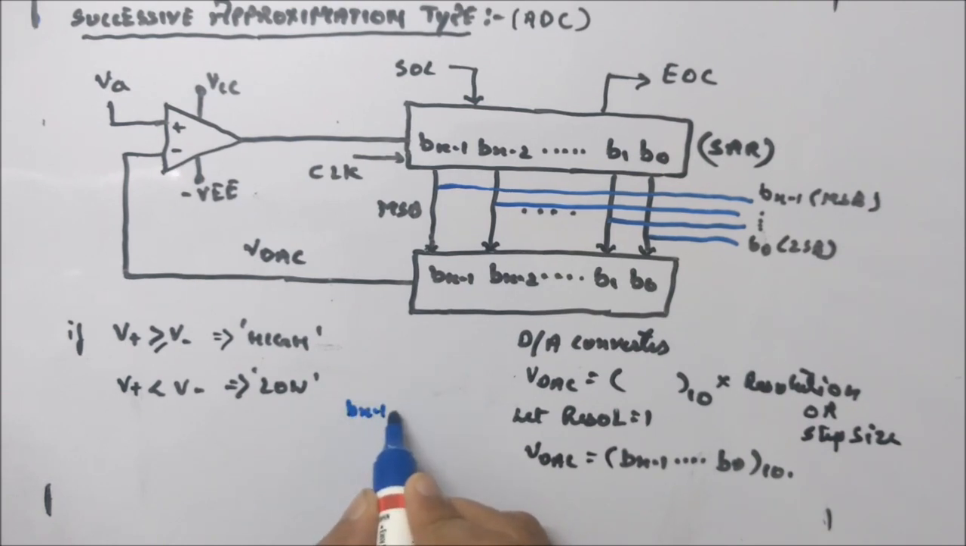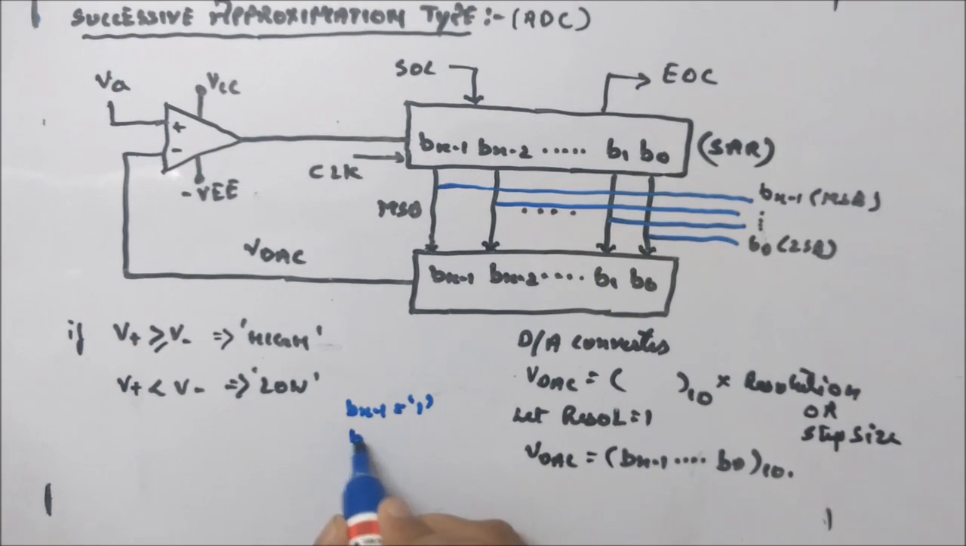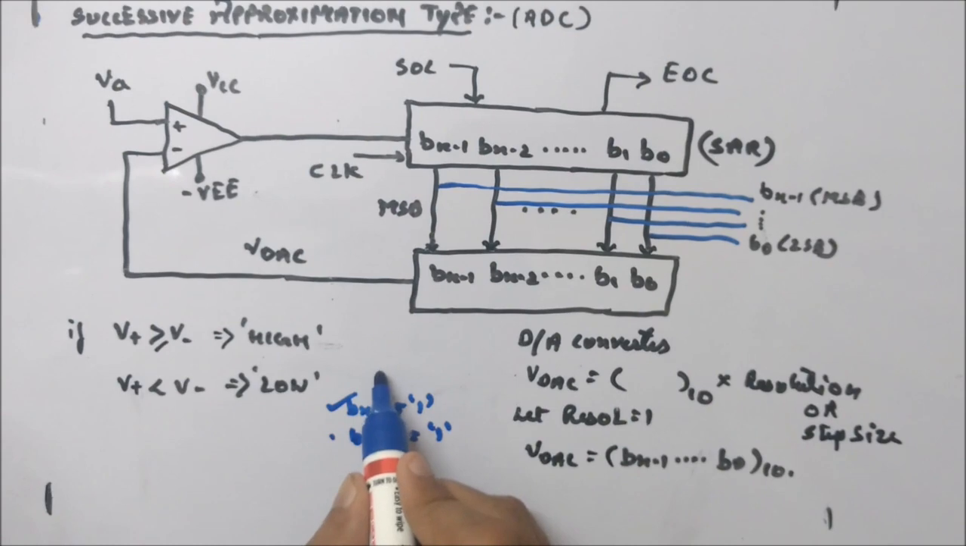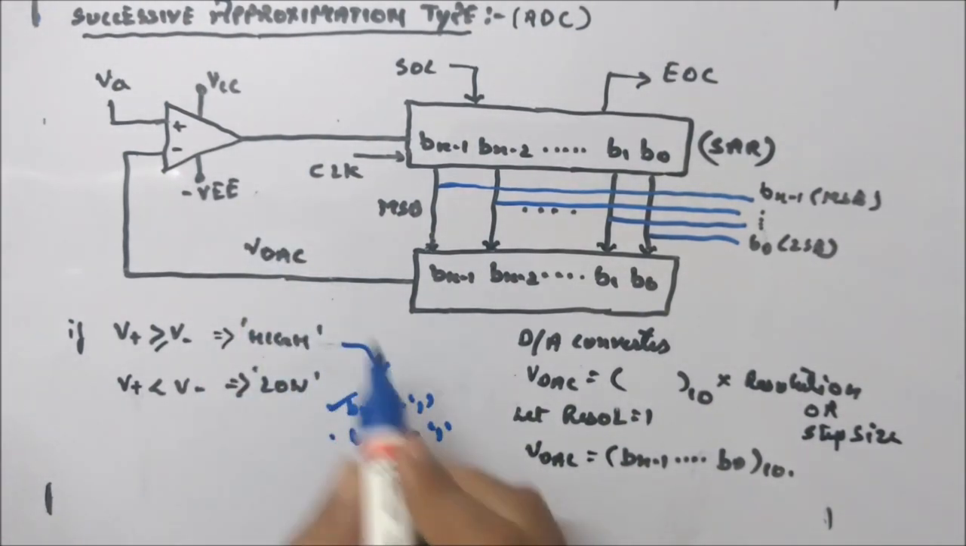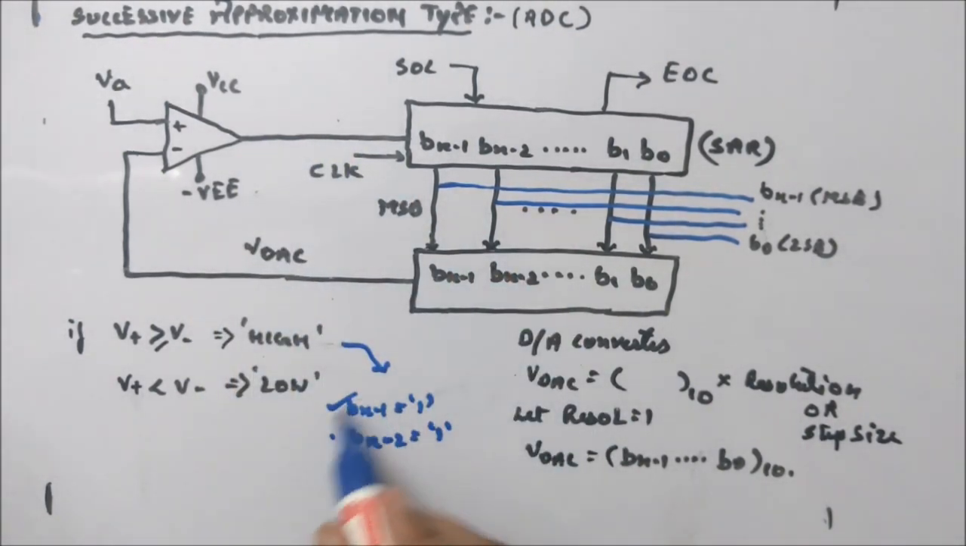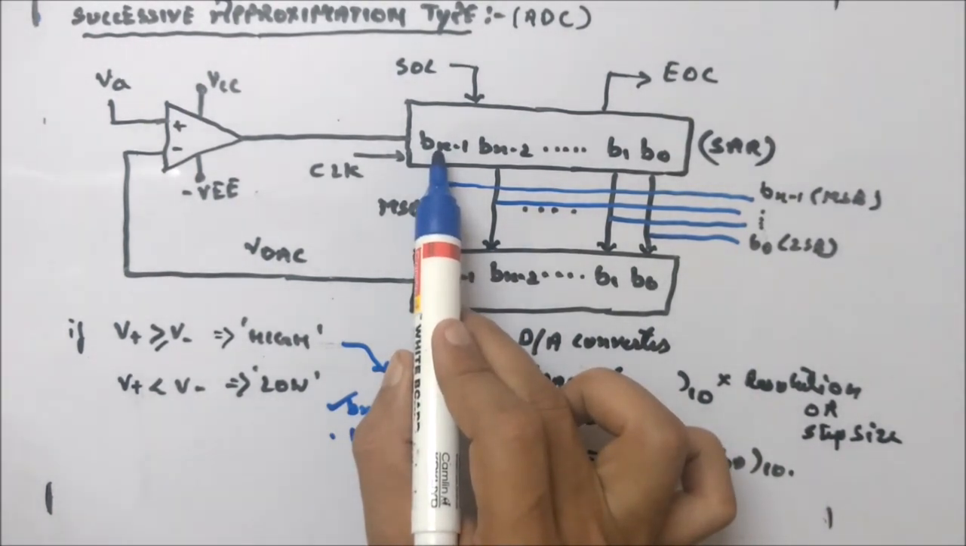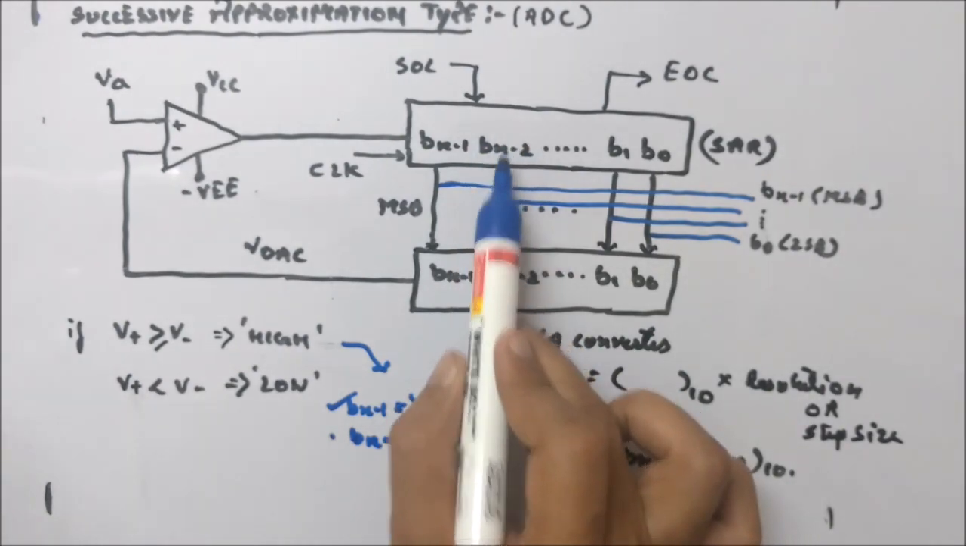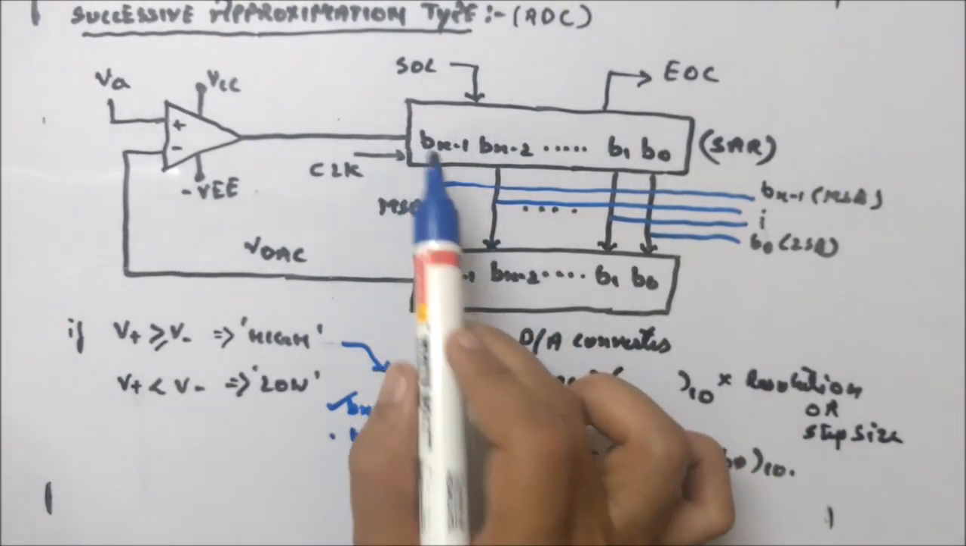Bn minus 1 will be kept set to 1, and now B n minus 2 will be set to 1. So this one has been checked, and now this will be checked. If a high output comes from the comparator, this will be the outcome: this bit will be set to 1 and the next bit will be set to 1. This will be checked now, and this has been checked.